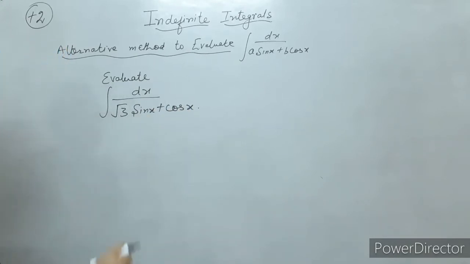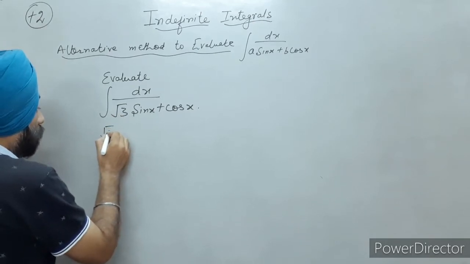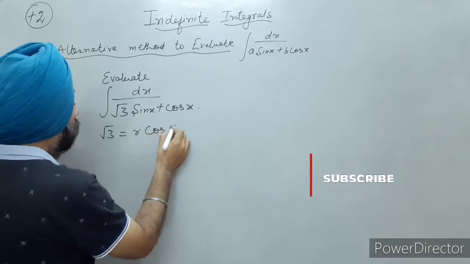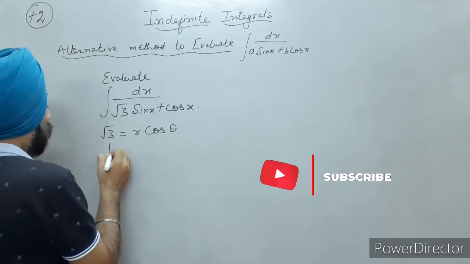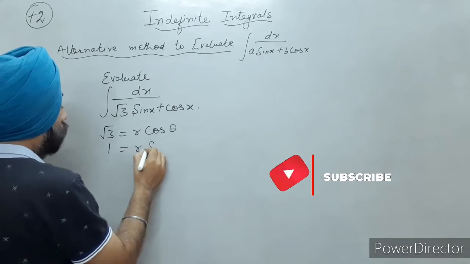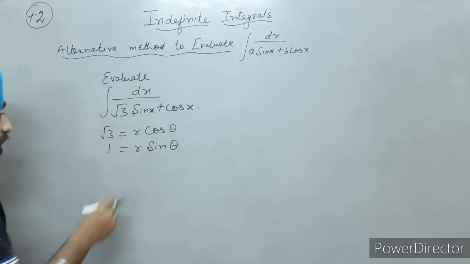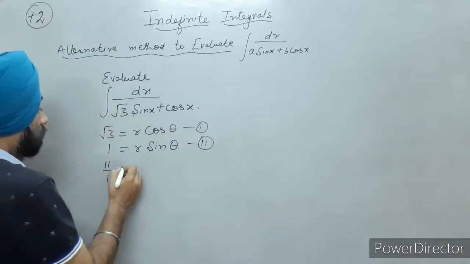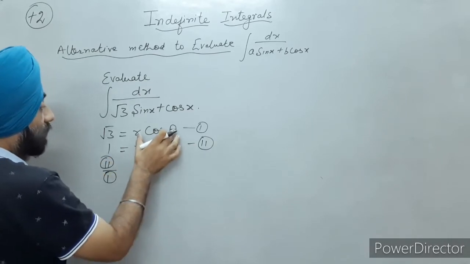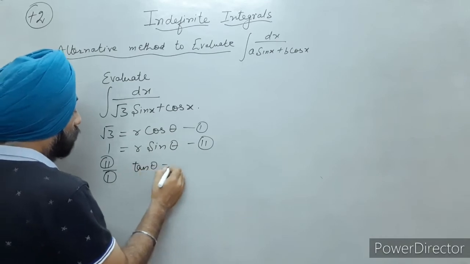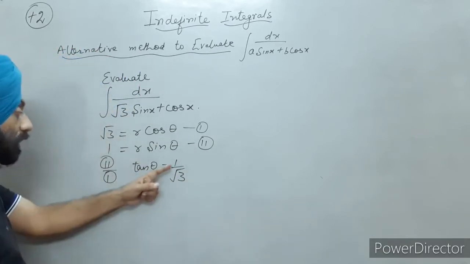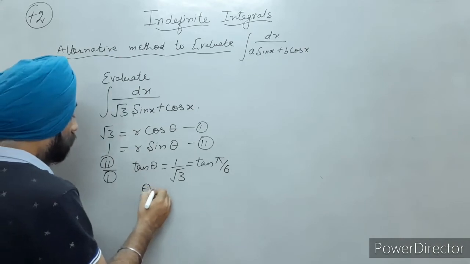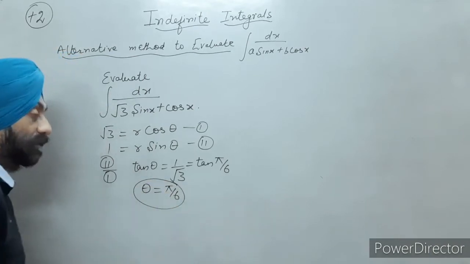Let root 3 equal r cos theta, and let 1, the coefficient of cos x, equal r sin theta. Divide these two: this is number 1, this is number 2, so second divided by first. r sin theta upon r cos theta is tan theta equals 1 by root 3. So 1 by root 3 is tan of pi by 6, that is tan 30 degrees is 1 by root 3. So theta equals pi by 6.